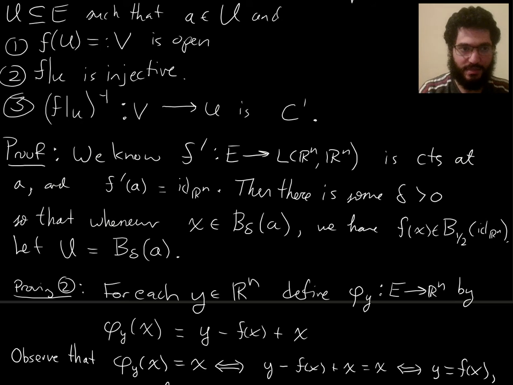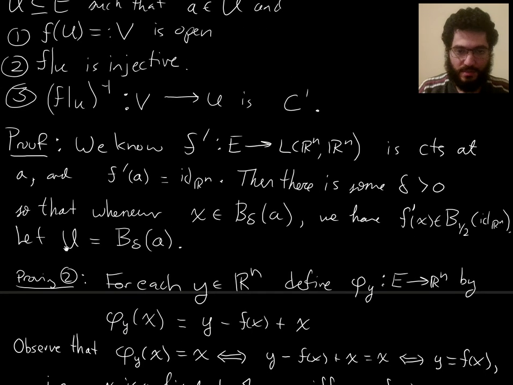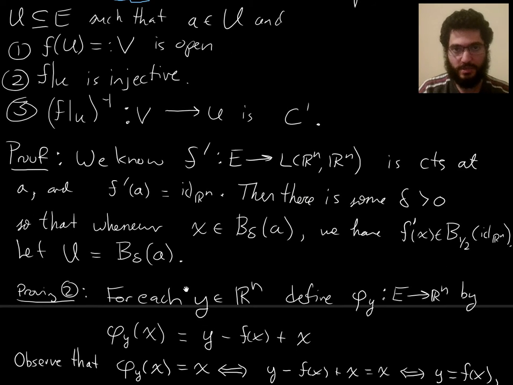I just noticed a mistake from the last video. With the property that f prime of x should be within 1/2 of the identity. So this was our U, and our goal now is to prove that the image of U, which we can call V, is an open set. So that's what we'll try to do in this video.